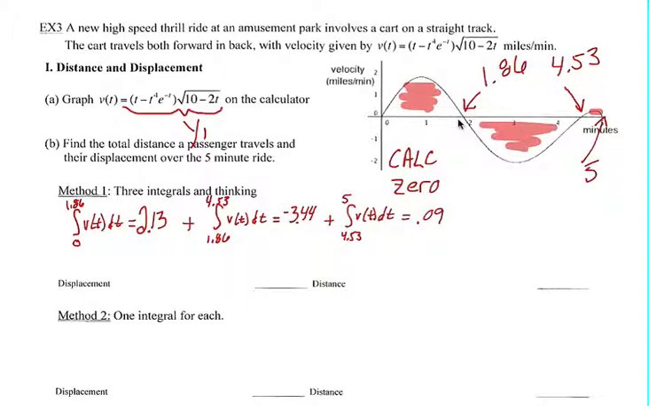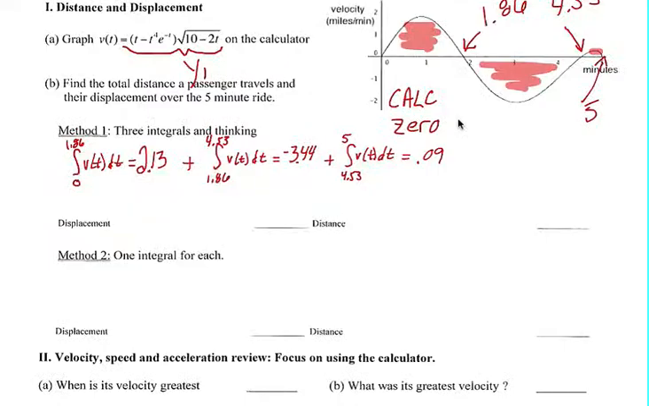So we can add up those three intervals. If we're doing displacement, which is the first one that Mr. Friedland's got here, the displacement is going to equal 2.13 plus the minus 3.44 plus the 0.09, which is going to be equal to 1.22 miles.